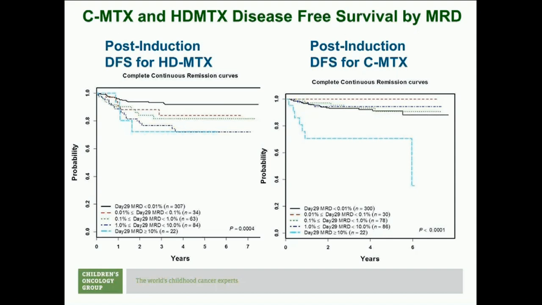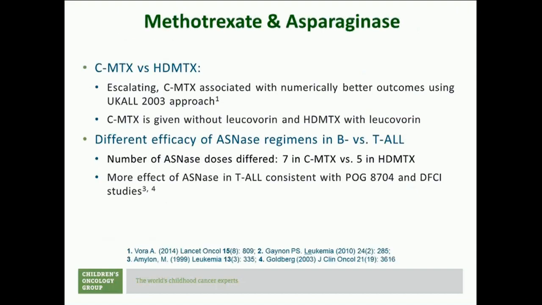And actually only until you got down to a 10% MRD for the Capizzi methotrexate did you actually drop off into the really poor failure range. So clearly different than what we had seen before. So we went back and looked at both things: what happens when you give T-ALL more asparaginase.